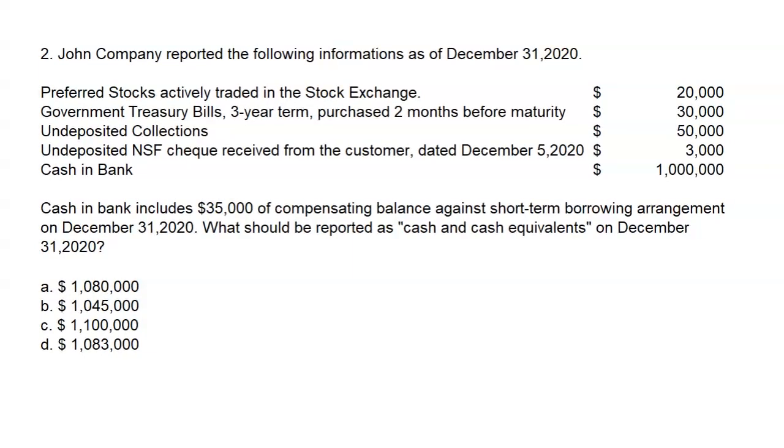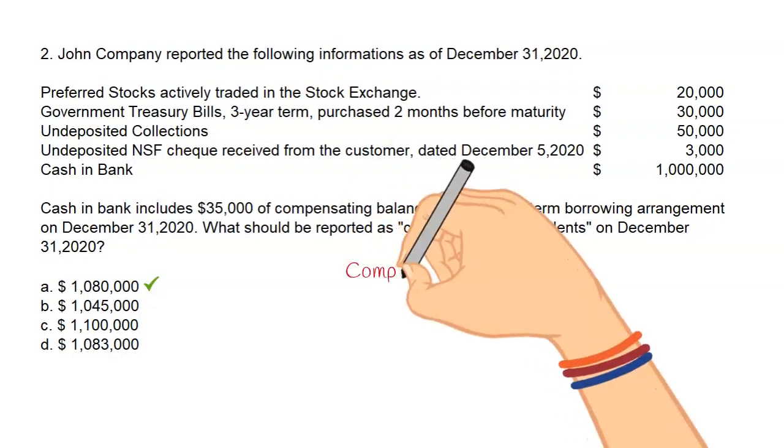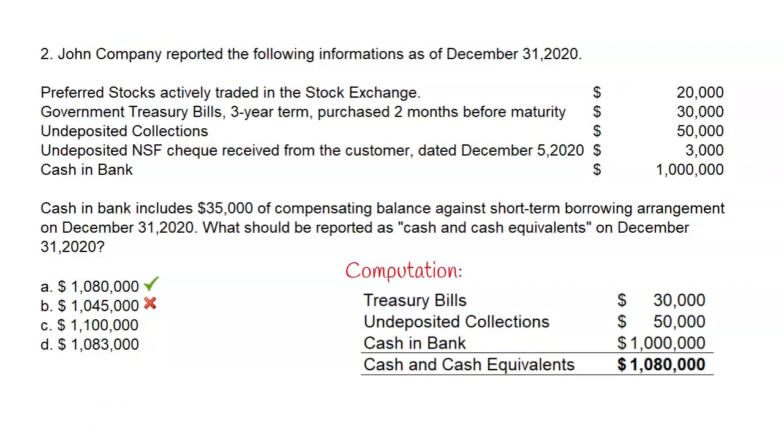Number 2. The correct answer is letter A. If your answer is letter B, it means you have deducted the compensating balance incorrectly. Note that you will only deduct the compensating balance if legally restricted. Since there was no restriction mentioned in the problem, then report as cash.